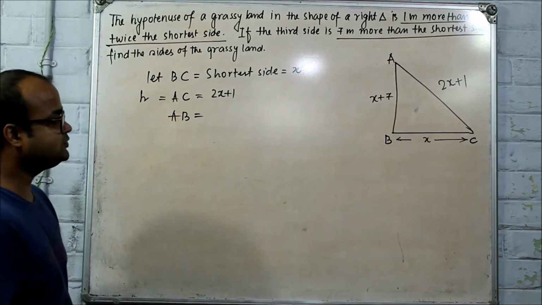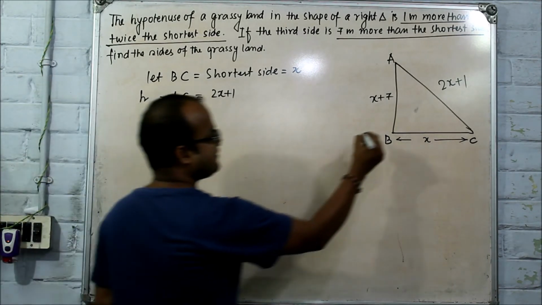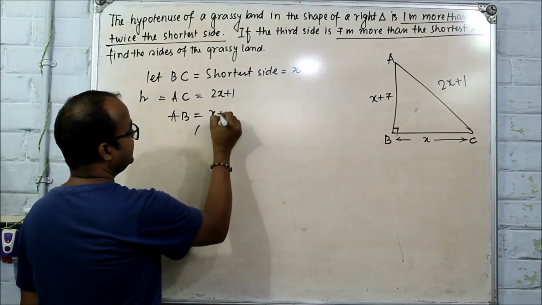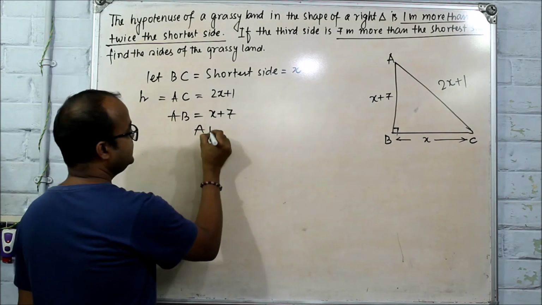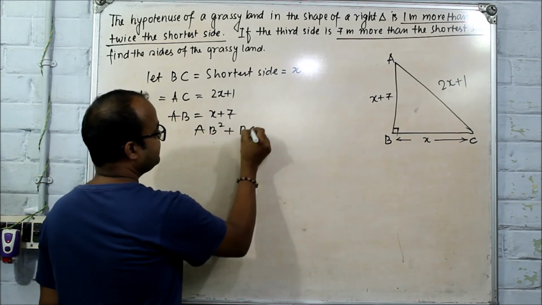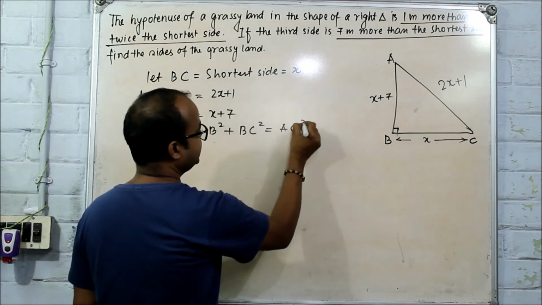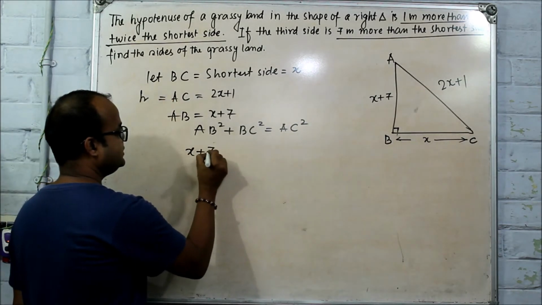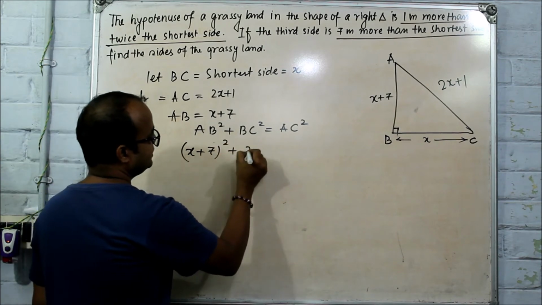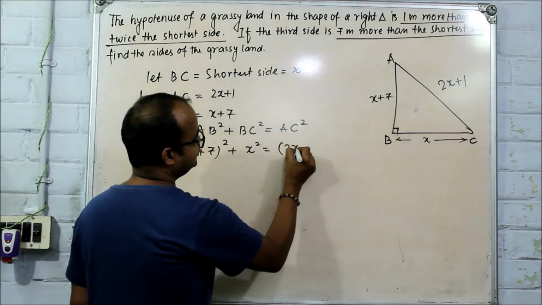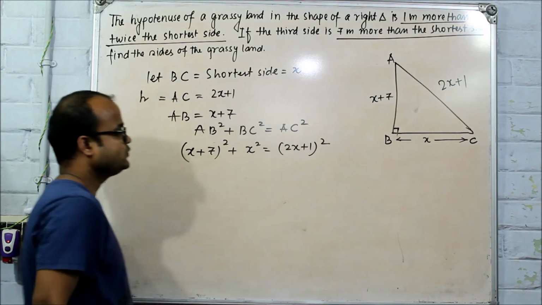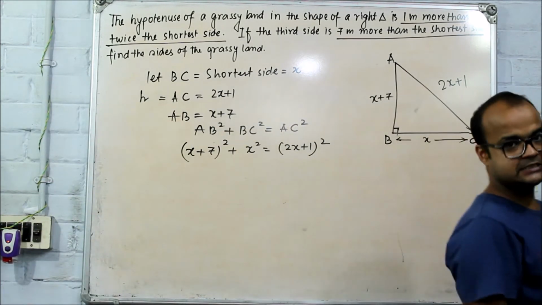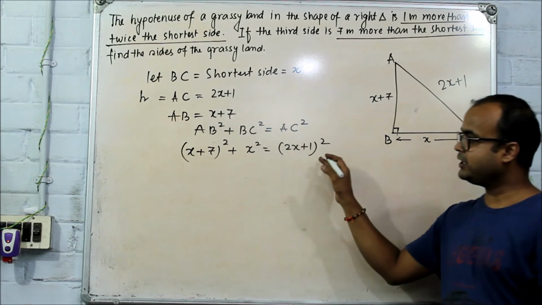So we apply the Pythagoras theorem. This is the right angle, and AB is equal to x plus 7. So AB square plus BC square is equal to AC square. So (x plus 7) square plus x square is equal to (2x plus 1) square. We substitute the value of each side. Now it will form a quadratic equation.